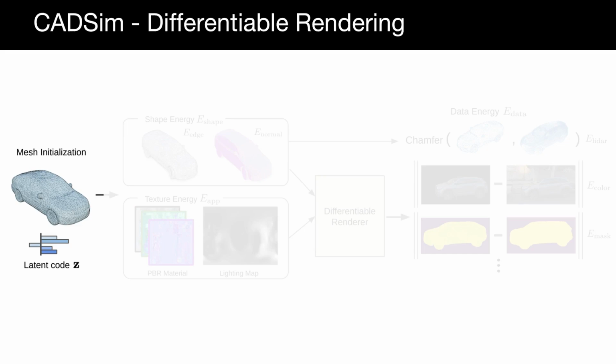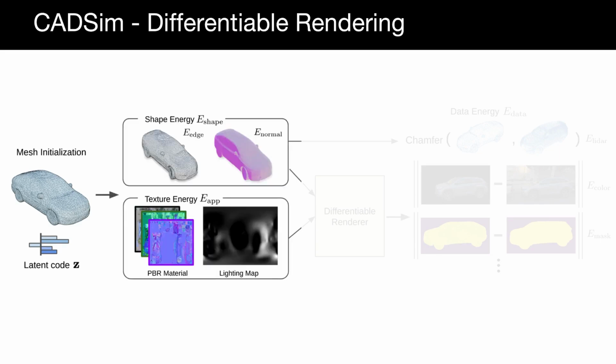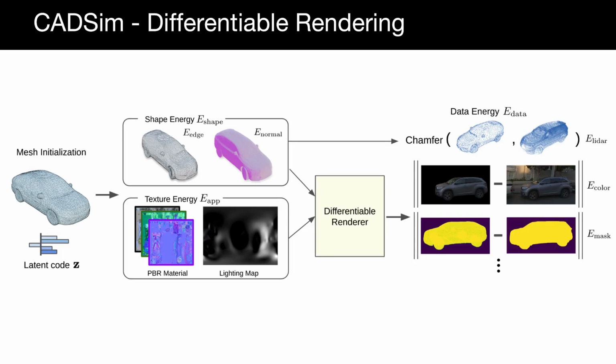CADSim can optimize this structured geometry representation, along with the decomposed appearance properties and lighting, to generate a vehicle asset that matches real-world data. Given our vehicle parameterization and good CAD initialization, we regularize our shape to be smooth and have minimal distortion. CADSim adopts a physically based material and lighting model. We encourage our texture to be smooth and for the estimated lighting to be primarily outdoor white light. Our energy model formulation encourages the vehicle mesh shape to match the LiDAR observations. We also leverage a differentiable renderer to ensure the simulated images match the real camera observations.